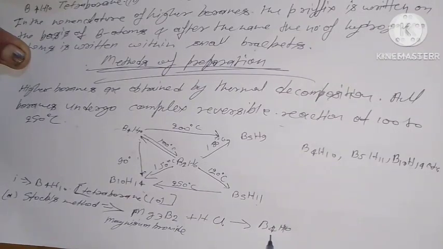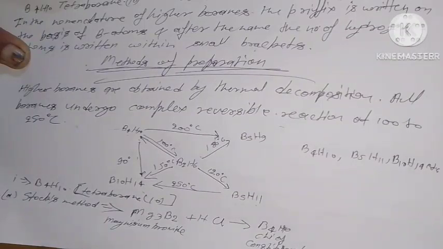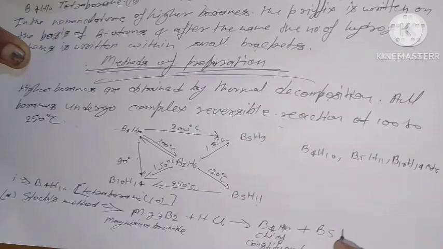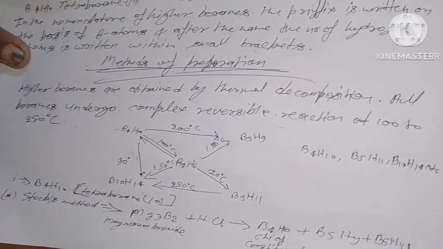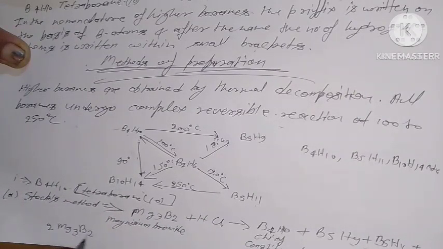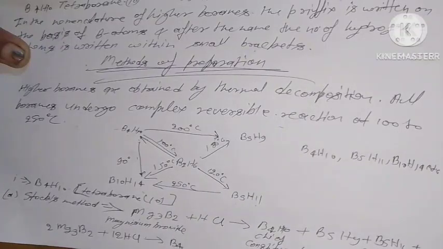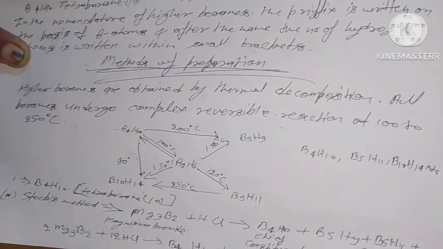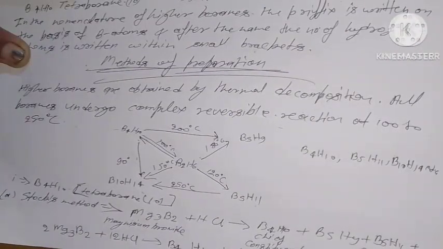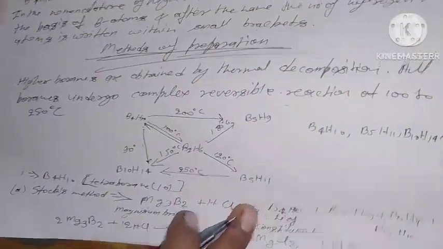with dilute hydrochloric acid gives B4H10. This is the chief constituent of the mixture of boranes obtained, plus B5H9, plus B5H11, plus B6H10. The reaction is 2Mg3B2 plus 12HCl gives B4H10 plus 6MgCl2 plus H2.